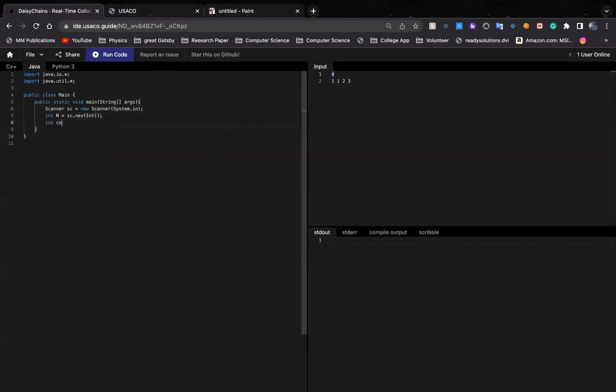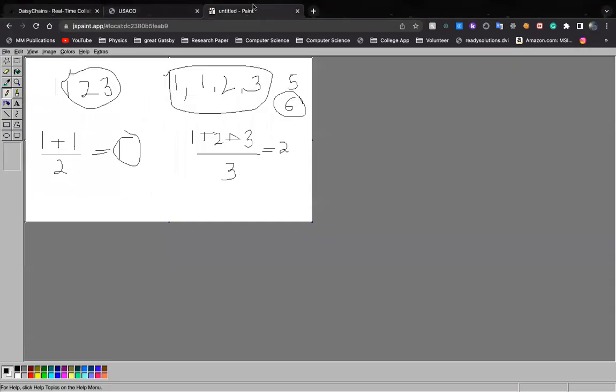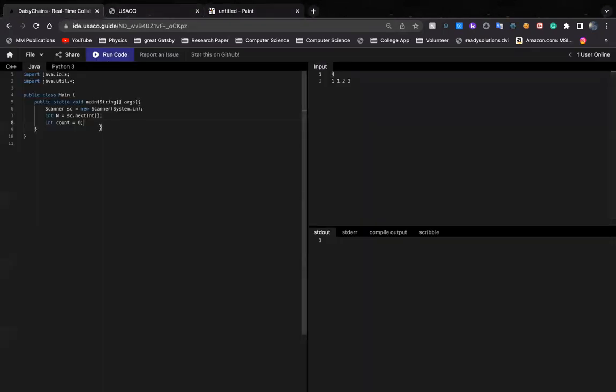Count will be 0. We'll initially set it to 0, and it will increment each time we hit one of these cases where either it's just an individual value where the count will increase 1 time, a total of 4 times, or the count will also increase when you take the average and there's a value between that range which is equal to the average. But it starts off at 0.